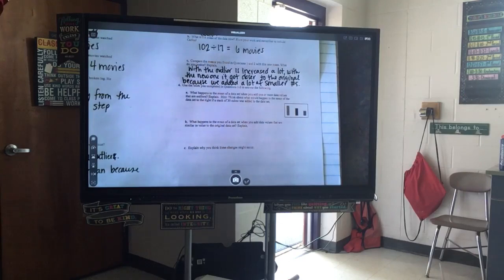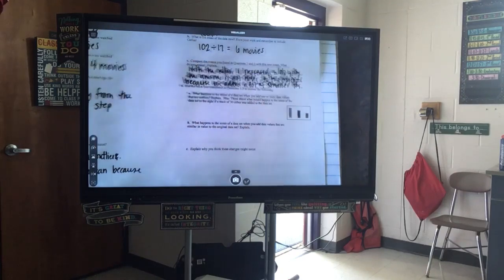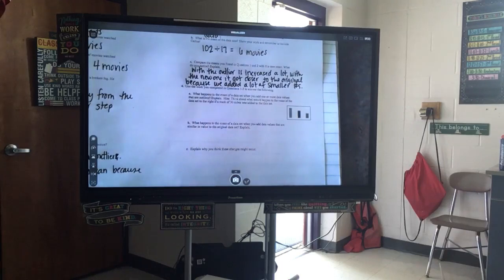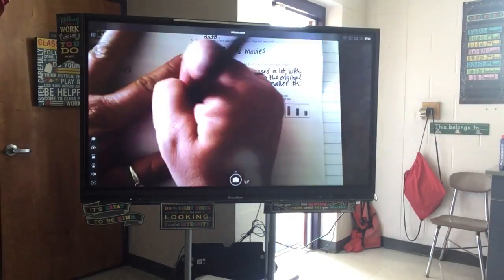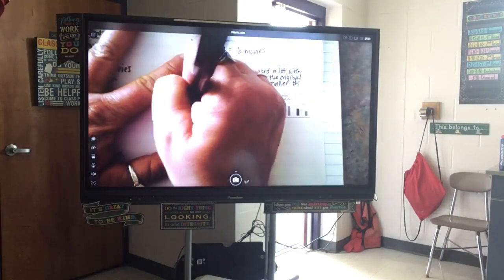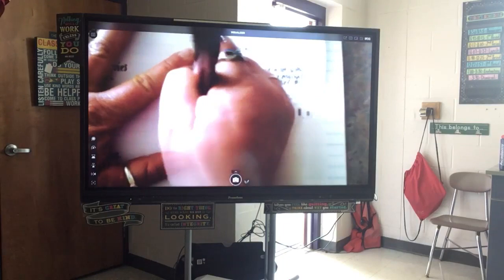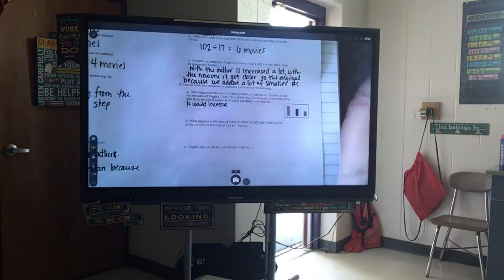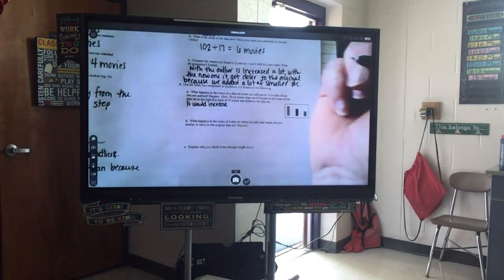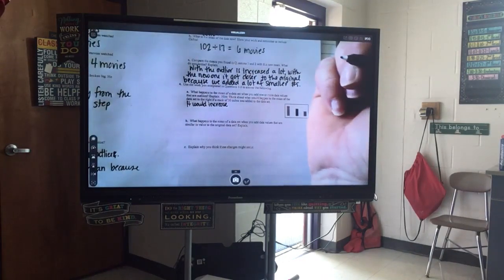Alright, let's go ahead and go over these. 4A. What did we say would happen to a data set if we added one or more data values that are outliers? Caleb. It would increase because it adds more to the total number you have, and less to how much you're dividing by.